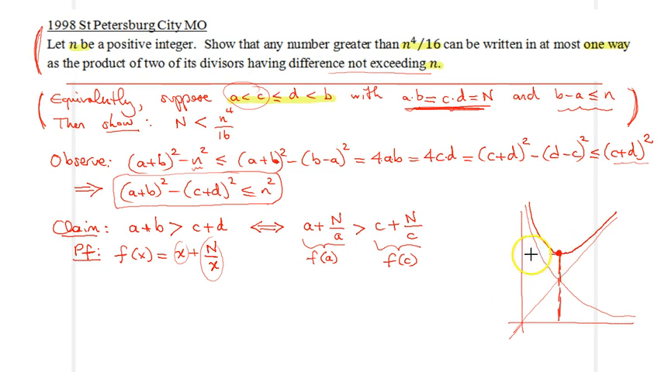Yes, right at this point. So therefore we can find this point easily, for example, by just taking the derivative of this function. So we would get, and setting it equal to 0, that would suggest that f prime of x, well, that's simply equal to 1 minus n over x squared.